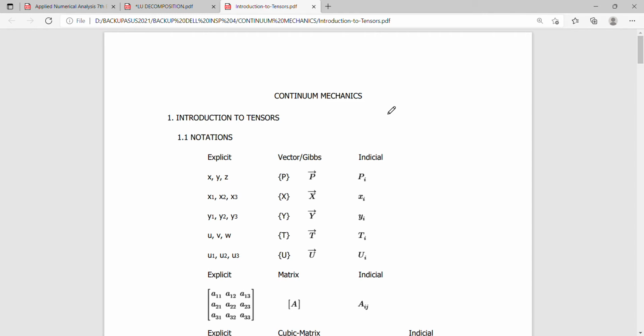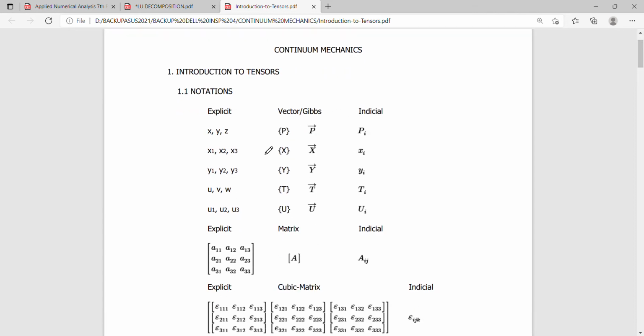This is Sir GB to discuss to you some basic concepts on tensors which are very useful in understanding continuum mechanics. So this is just an introduction of how and why tensors are used to represent mathematical expressions. Okay? And the origin of tensors may be dated back to the use of explicit and vector notations.